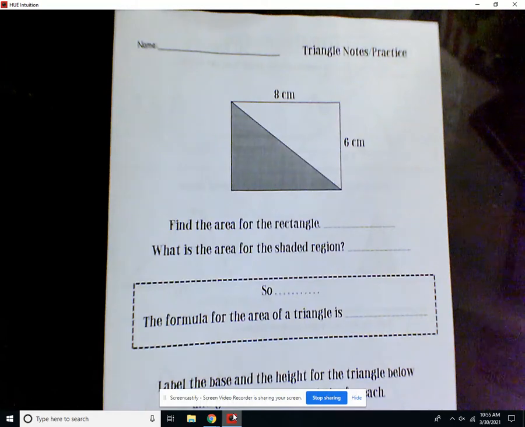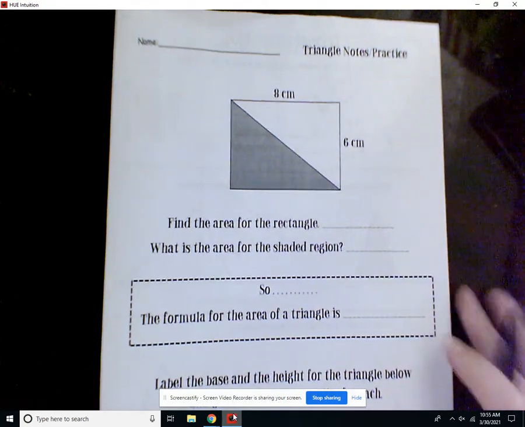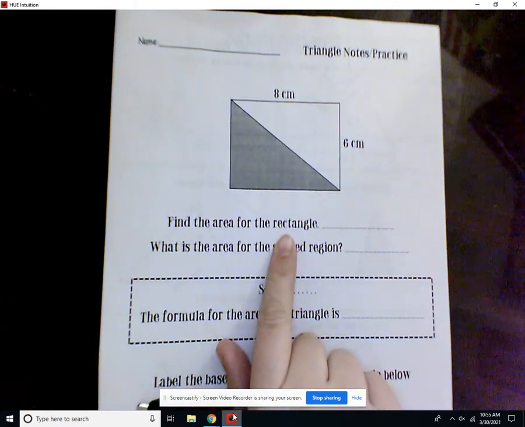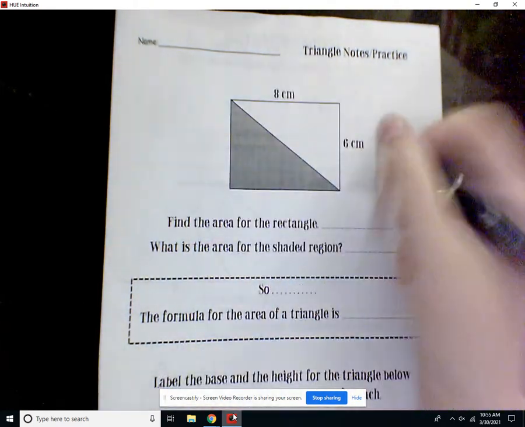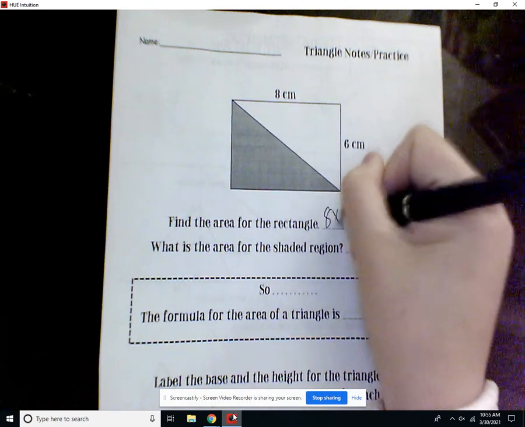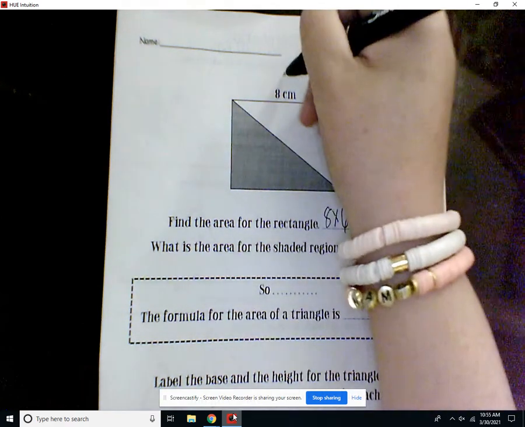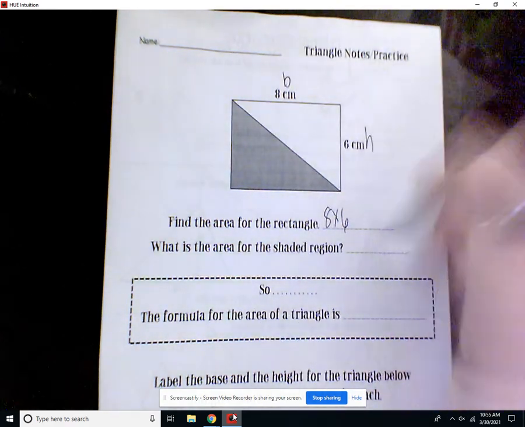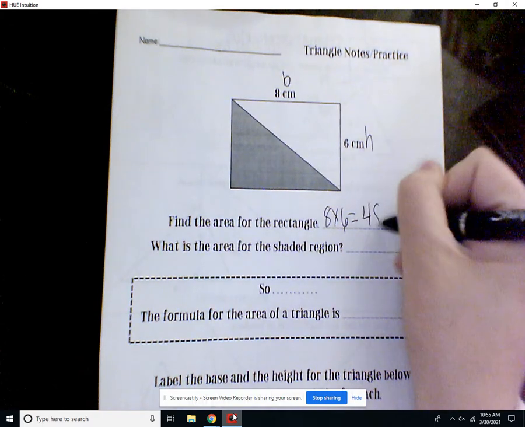For today's notes, we're going to look at the area of triangles. So at the top, it says find the area of the rectangle. So for a rectangle, we're going to do 8 times 6, so base times height, which is 48.